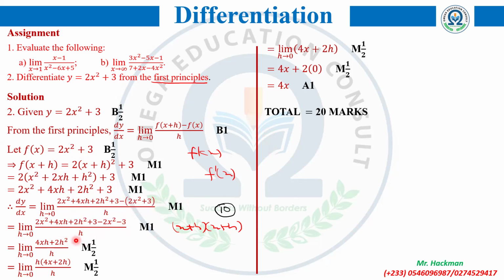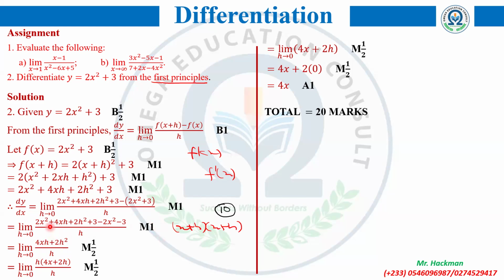You come and simplify the numerator. So if you simplify the numerator, 2x squared and minus 2x squared will go. Then plus 3 and minus 3 will go. So you'll be left with what? The limit as h approaches 0. You can see that all along you've not done substitution for h. So it means the limit should be there. You know when the limit should go. So if you have any step here where the limit is gone, it means M0, A0, you should know.